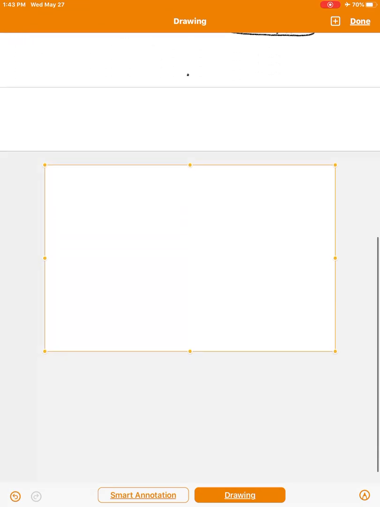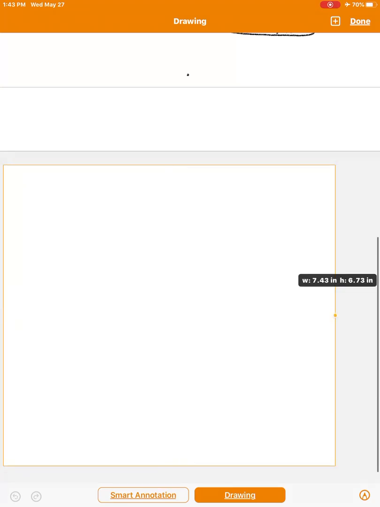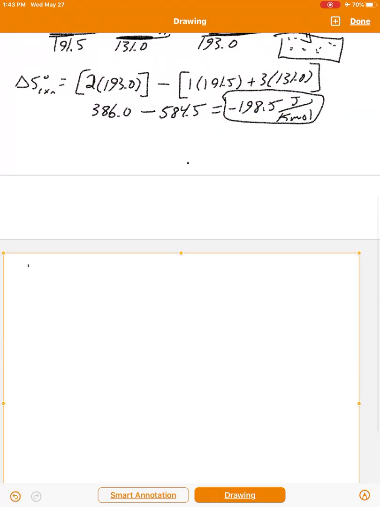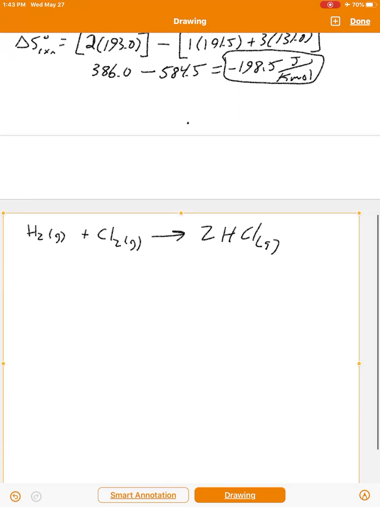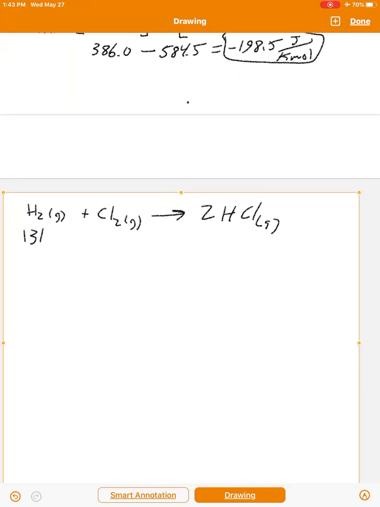So let's do this one here. So H2 plus Cl2 goes to 2HCl gas. Okay? Now if you think about it, we already did hydrogen. Hydrogen was 131.0, but we need to look up the chlorine and we need to look up the hydrogen chloride. So the chlorine is 223.0, and then the hydrogen chloride is 187.0. Again, those come from Appendix 2.